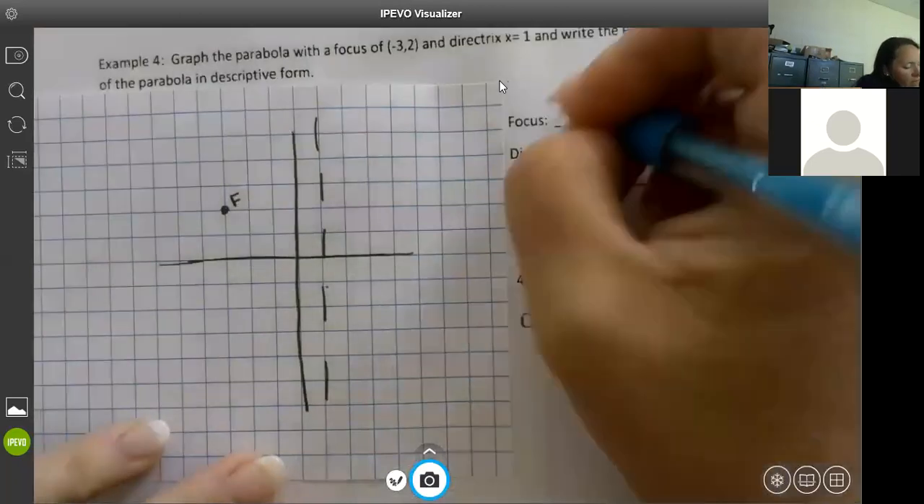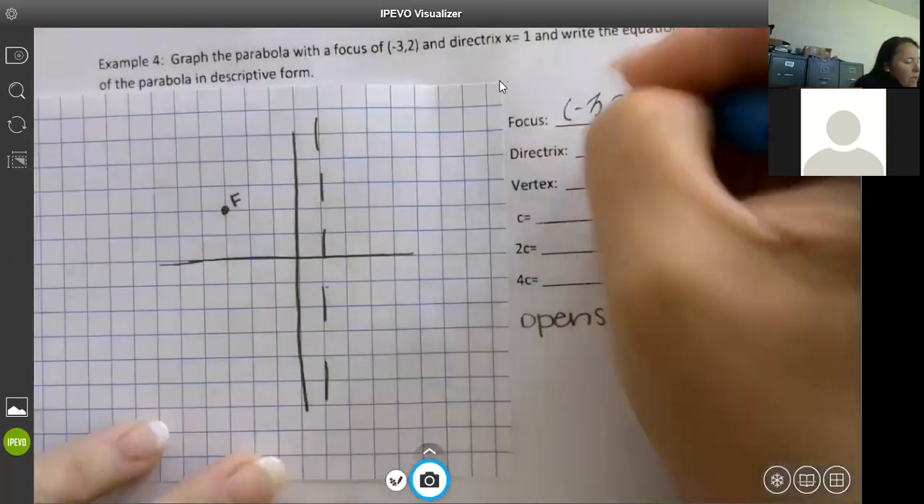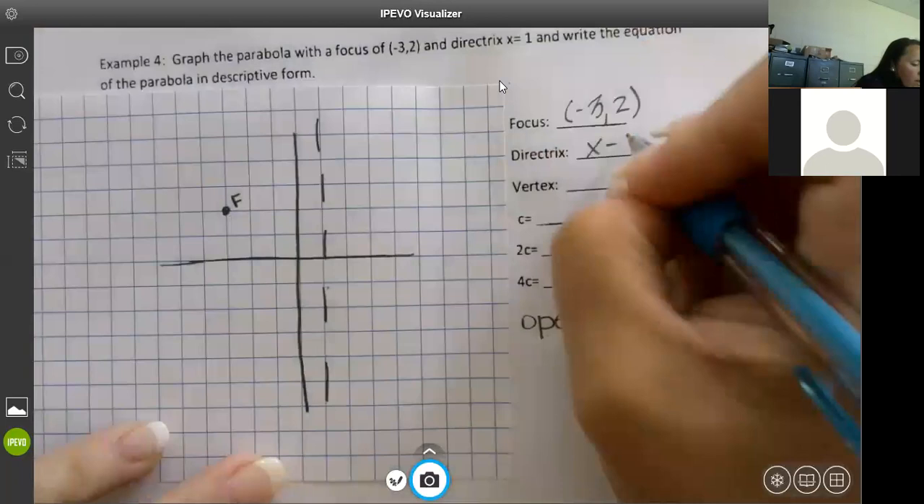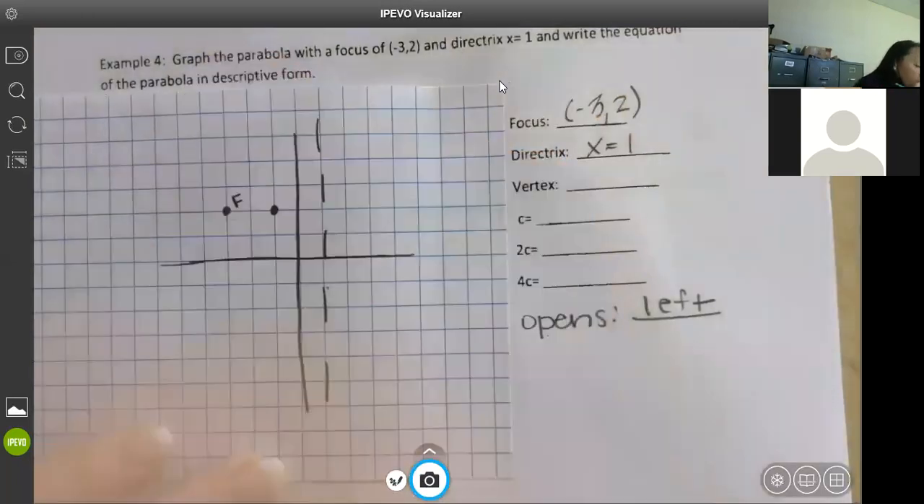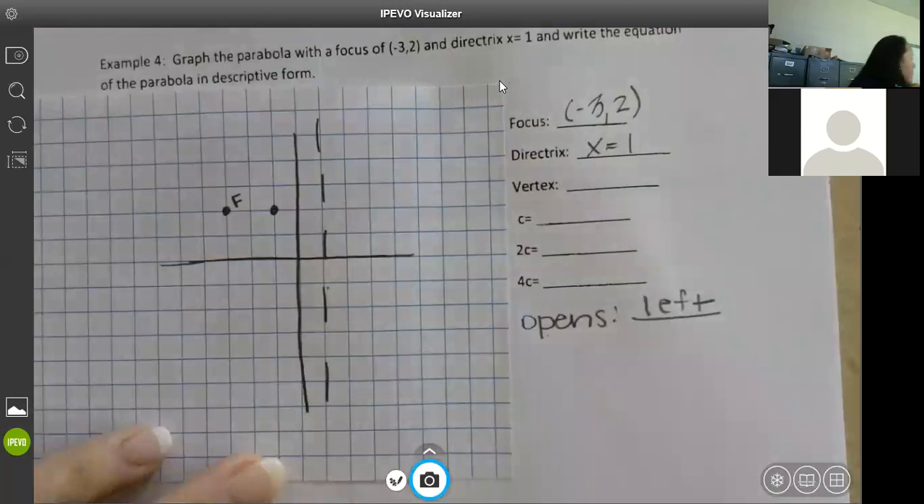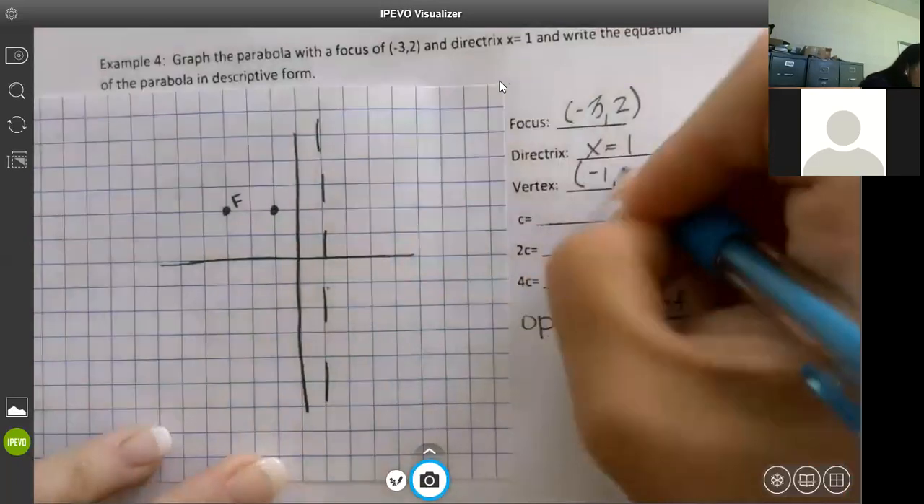So your focus was at -3, 2. These are not real important. Your directrix is at x equals 1. What is important is where's your vertex? You can either tell me a specific or tell me how you find it. Say it again. -1, 2. How'd you find it? It's directly in the middle of those two. Directly in the middle. So your vertex is at -1, 2. Perfect.